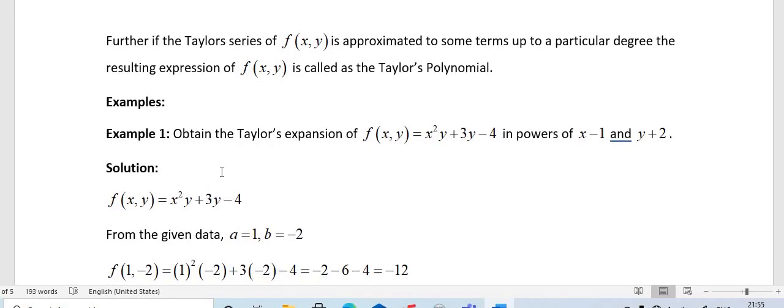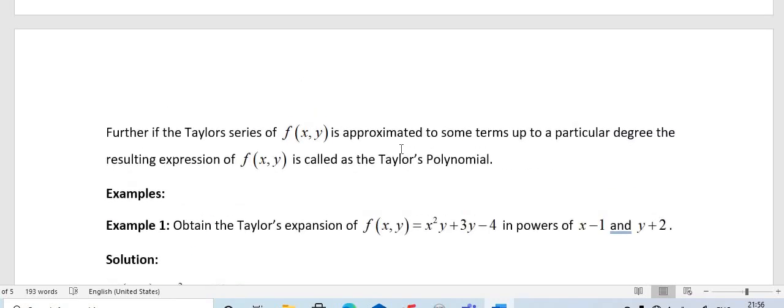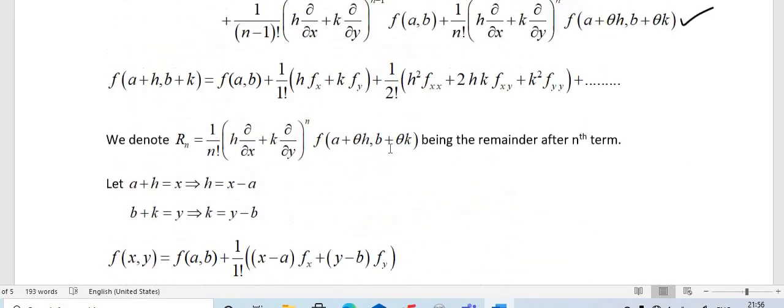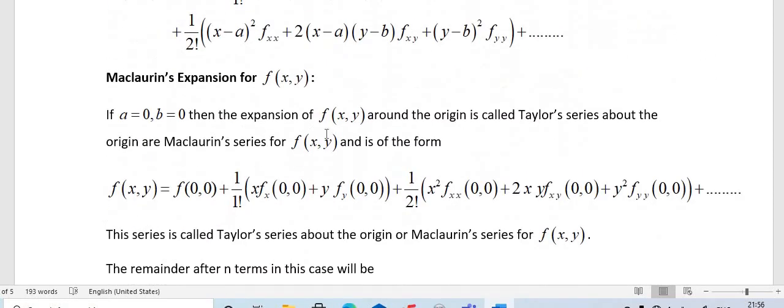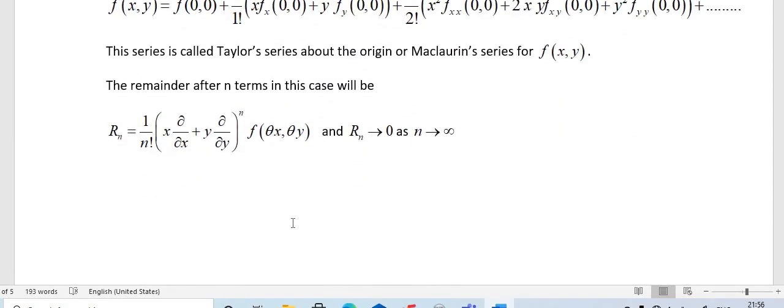Obtain the Taylor's expansion of f of x comma y equal to x square y plus 3y minus 4 in powers of x minus 1 and y plus 2. Here you can observe we have f, it contains x and y terms. So we can easily find out Taylor's expansion by using the above expression. This one or this one or this one. We can use any one of these.